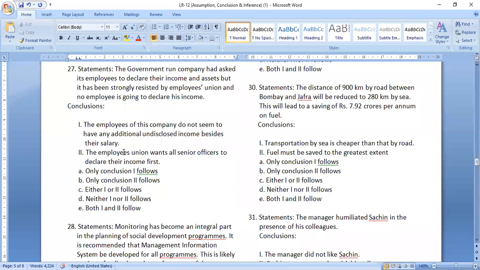No, sir, there's no reference to that. Wants all senior officers. I think there's no reference to. Okay, now suppose I were to say the employees of this company seem to have additional undisclosed, then what would your answer be? Would it still be D or would it be A? A, sir.